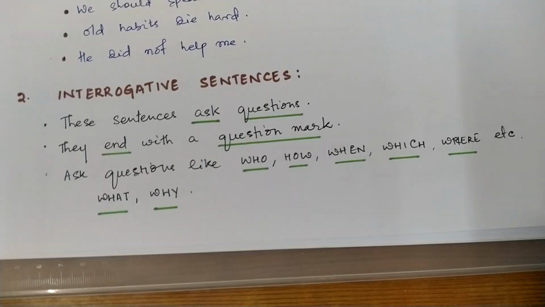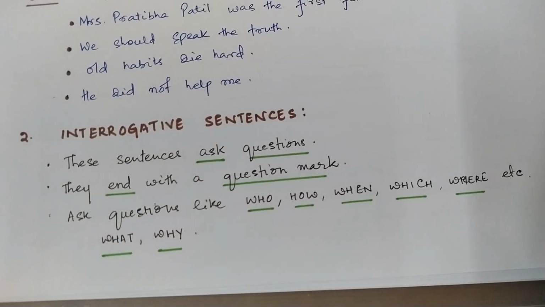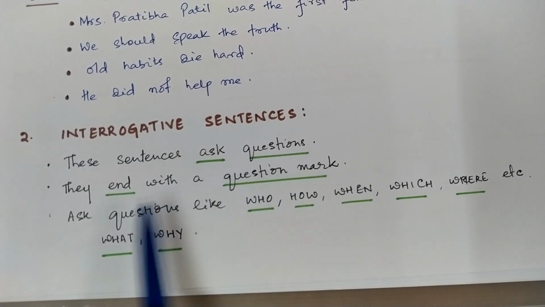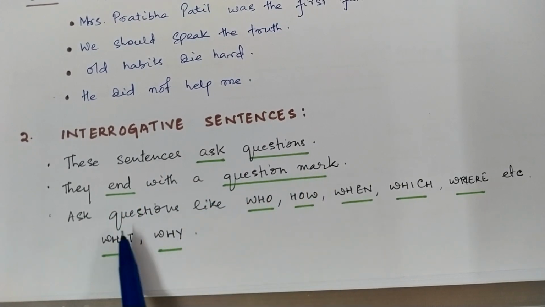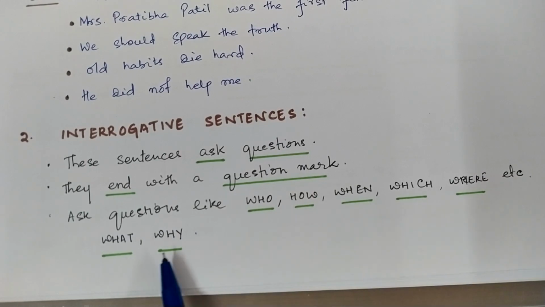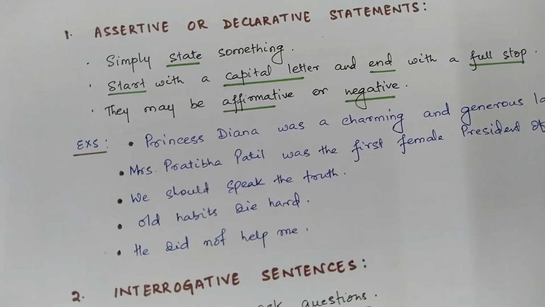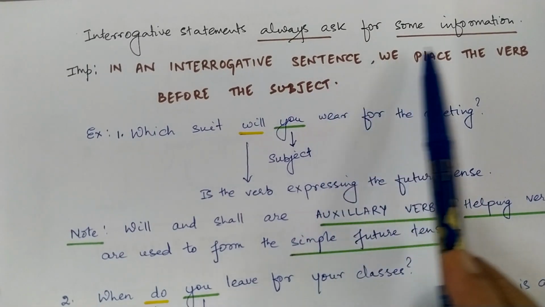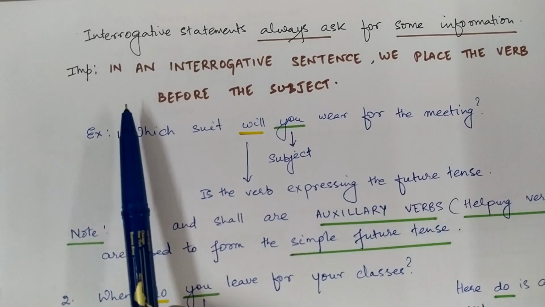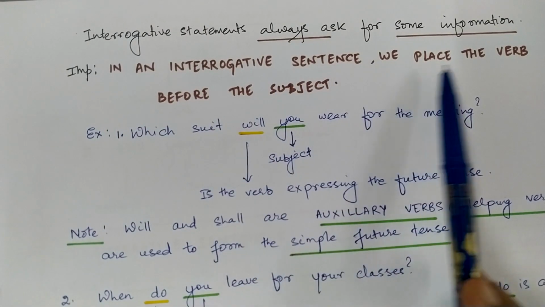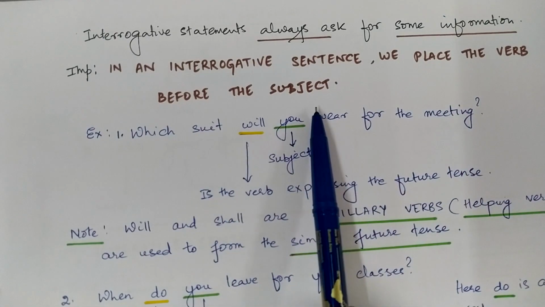Next we go over to interrogative sentences. Now interrogative sentences, like I told you, these sentences, they ask questions. They end with a question mark. They ask questions like who, how, when, which, where, what, why, etc. So they are basically asking you some sentences. Now interrogative statements are always asking for some information. Now important thing to note, children, here, in an interrogative sentence, we place the verb before the subject.